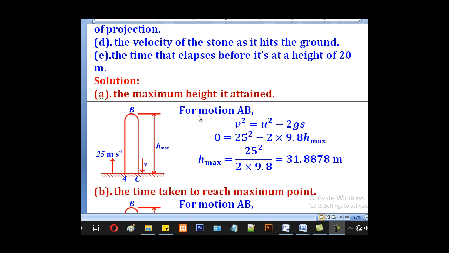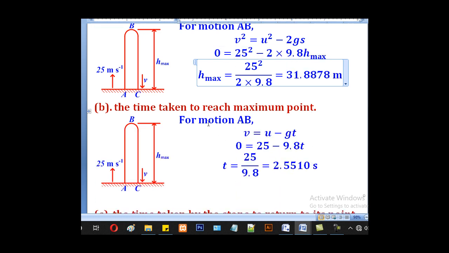So we shall consider motion AB. For motion AB, initial velocity will be 25, final velocity will be 0, and the height moved will be the displacement. That means we shall use the third equation of motion, whereby final velocity is 0, initial velocity is 25, g is 9.8, and s will be our H max. So when you make H max the subject, we shall come up with this and use the calculator to get 31.8878 meters. So that's the height they wanted.